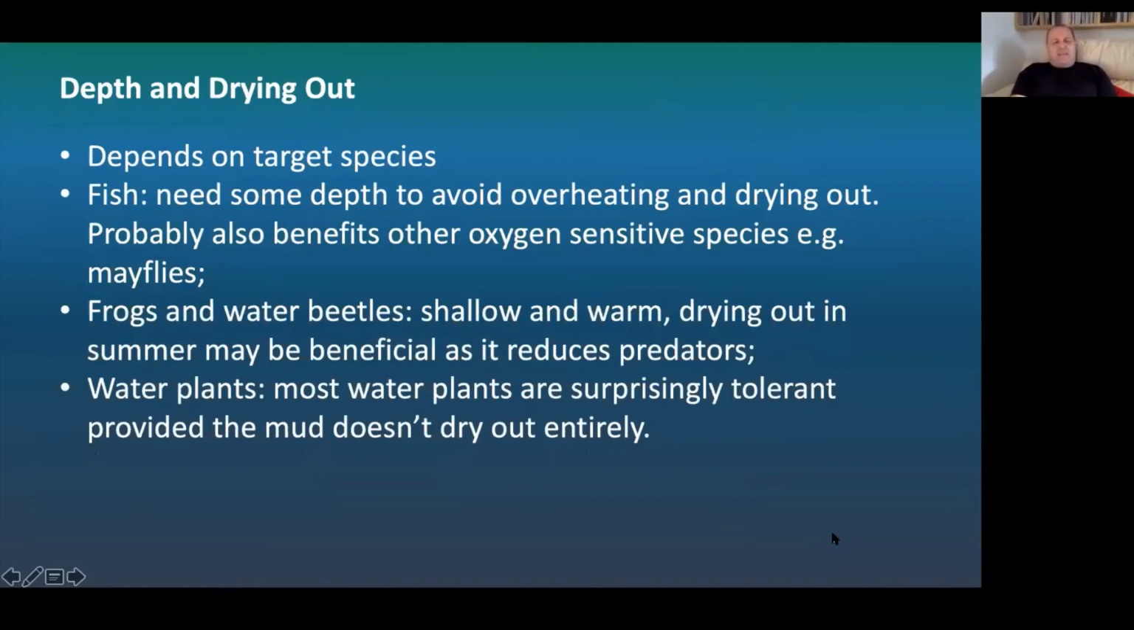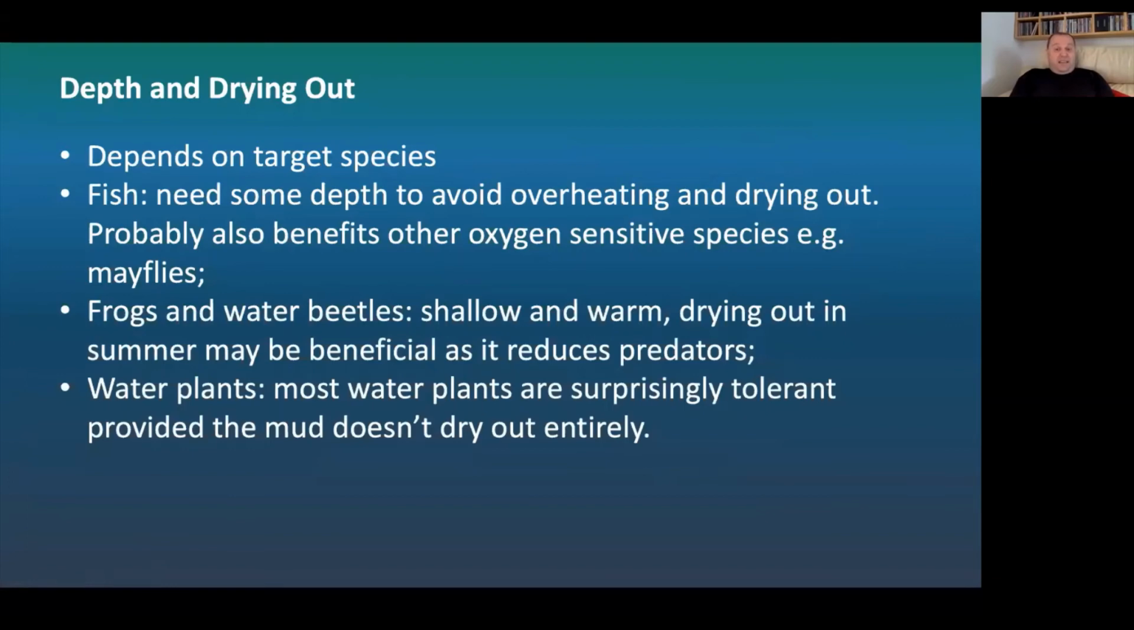In terms of depth, how deep should your pond be? Well, that really depends on your target species. Fish probably do need some depth to avoid overheating and drying out. And there are probably other benefits for other species, things like mayflies that maybe need a little bit more complexity. If you're looking at other species, things like frogs and water beetles probably don't need your pond to be very deep at all. They'll like something that's shallow and warm.